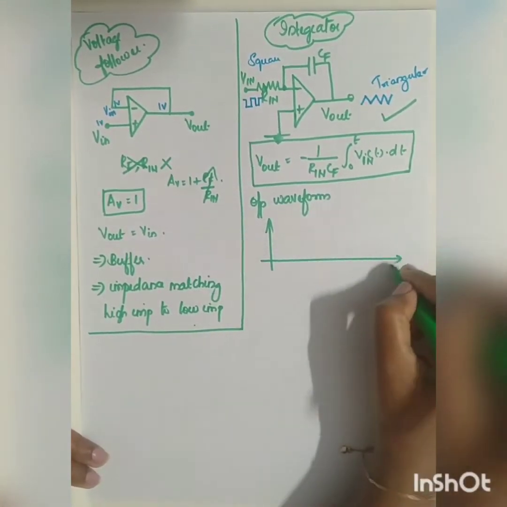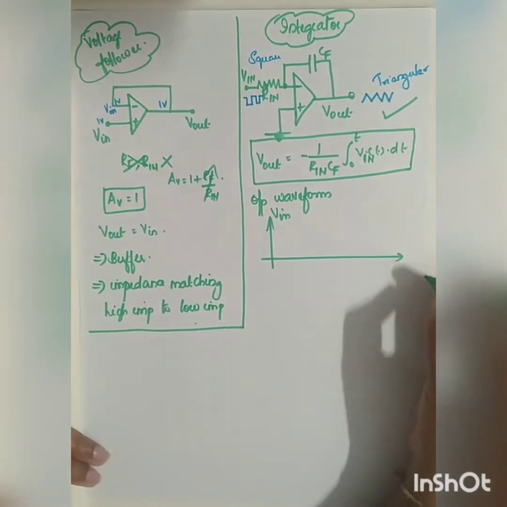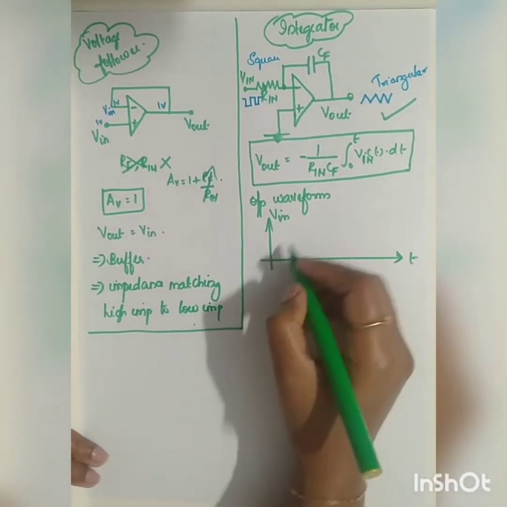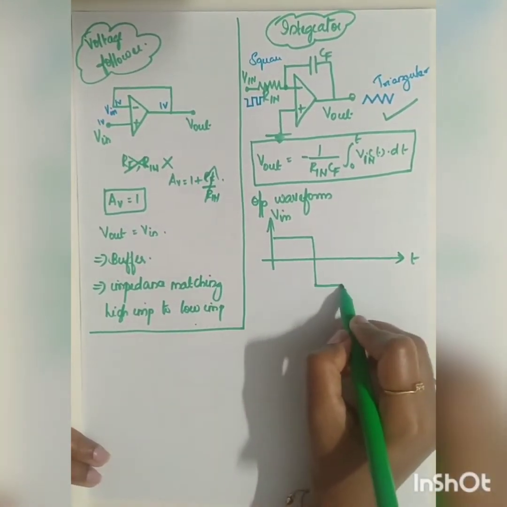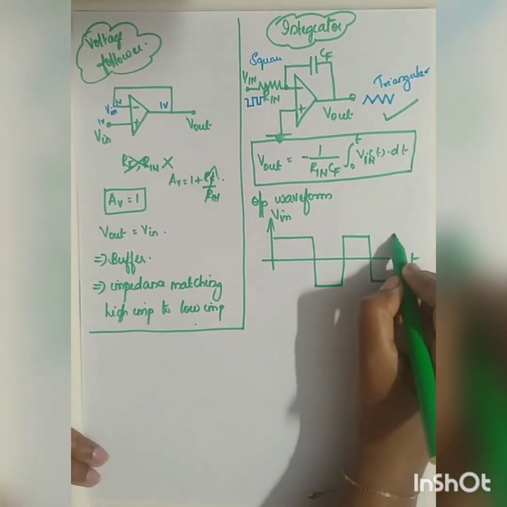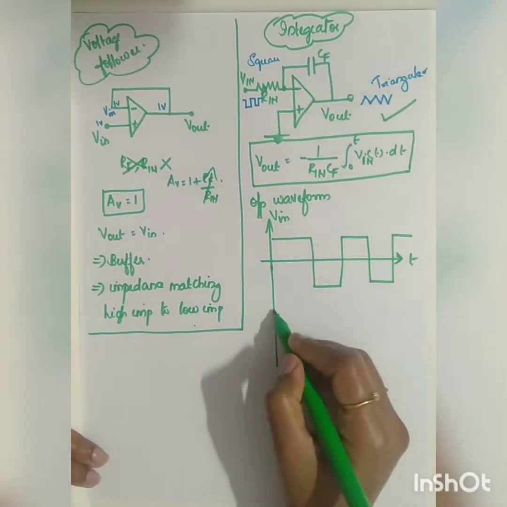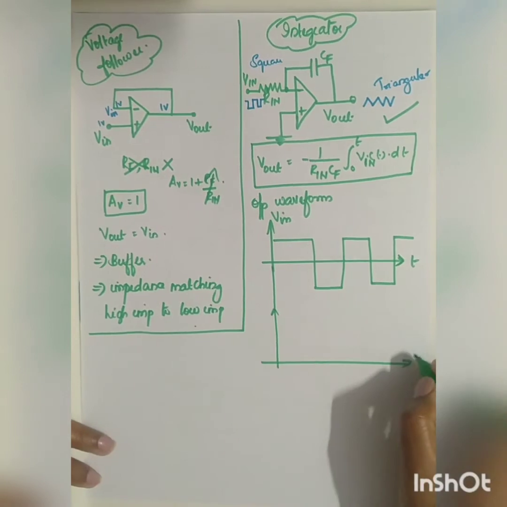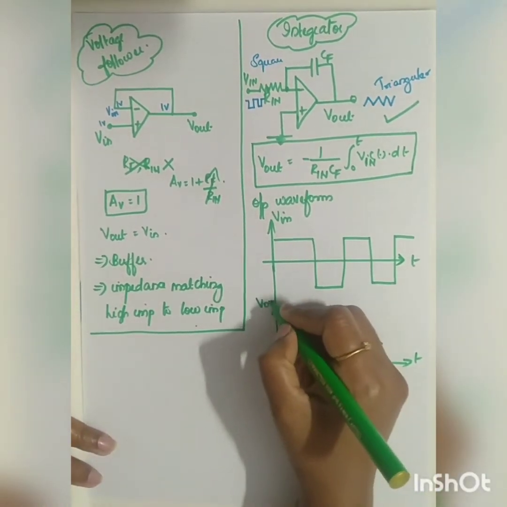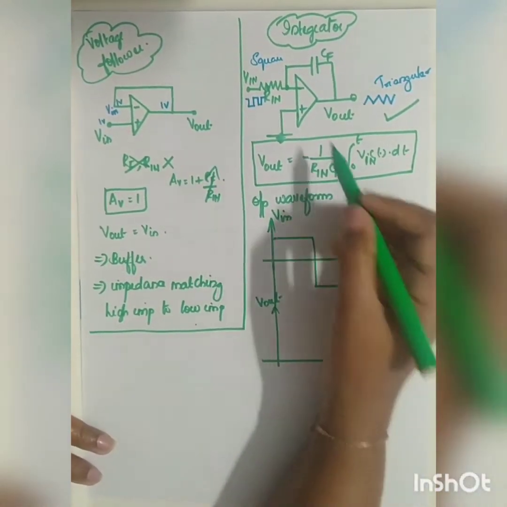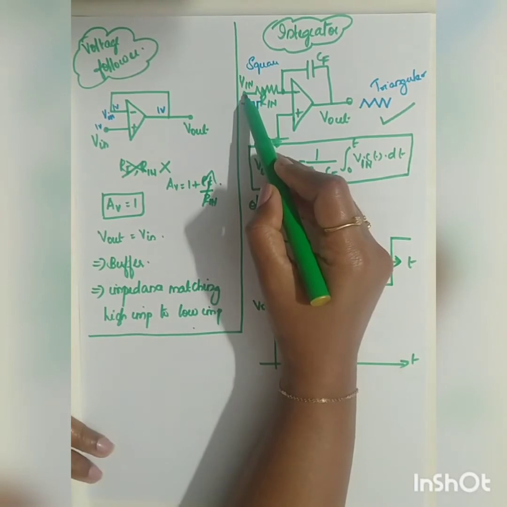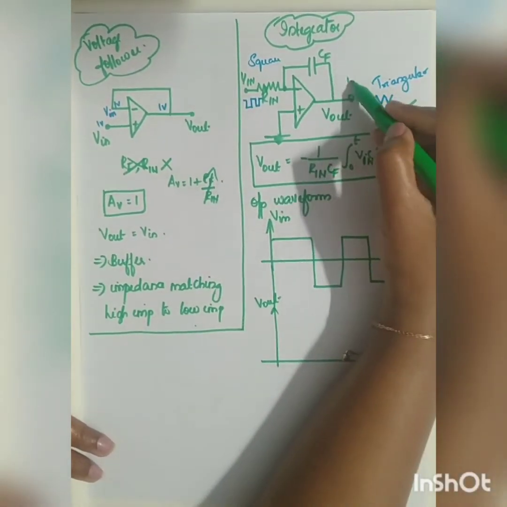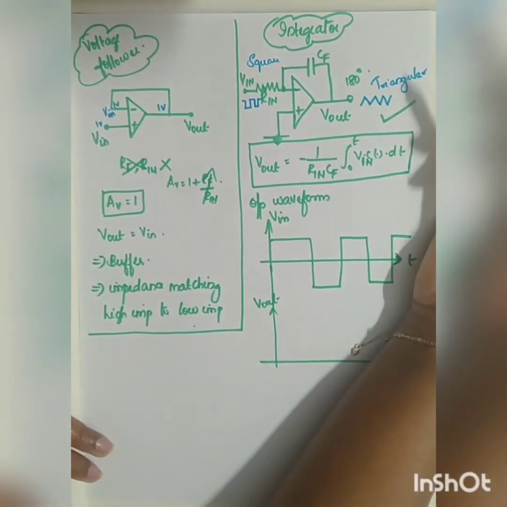So if this is your input waveform V in, I am giving a square signal. So what will be your output? Output is going to be your triangular wave, V out. Here there is one more concept: since the input is given across the inverting terminal, the output will be 180 degrees out of phase, right?